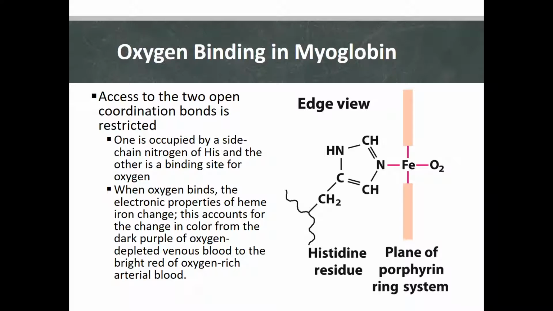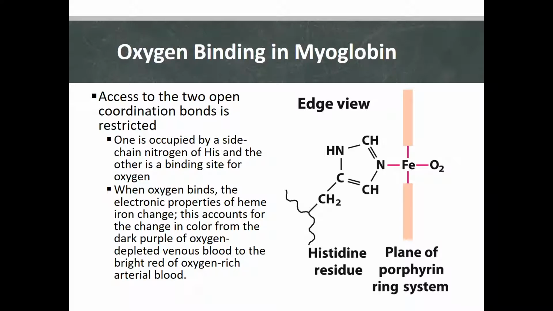Okay, so let's talk a little bit about this. So when the iron is sitting above the plane of the porphyrin ring, when oxygen is not bound, the coordination number for that iron is 5. Okay, so that doesn't really mean a whole lot to you just yet. But what's going to happen is when oxygen binds, it's going to change the coordination geometry of that iron. It's going to move down into the plane of the ring, as I've already shown you. And this is going to induce a change in the electronic properties of the heme as a whole.